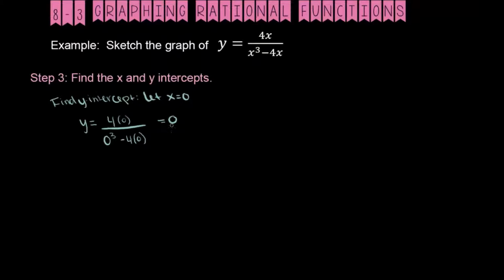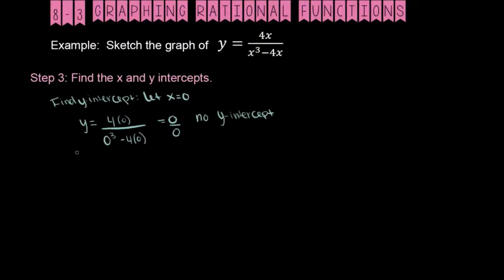But also, well, I'm getting 0 divided by 0. We cannot divide by 0. So there actually is no y-intercept, which we could also know by our previous work where we found our points of discontinuity. X equals 0 was one of them. So if you recognize that, you don't even have to look for the y-intercept.